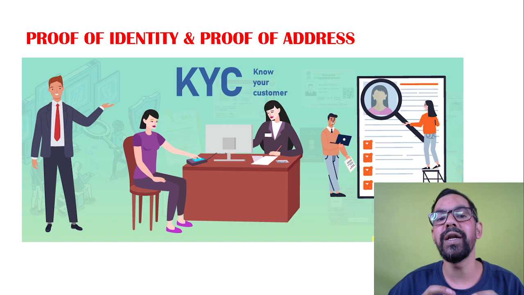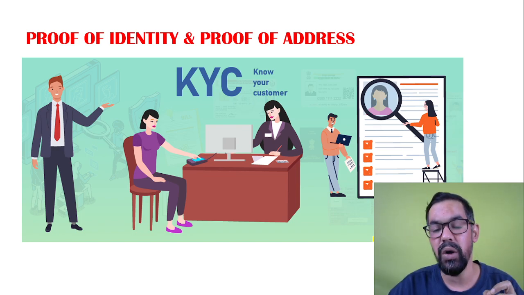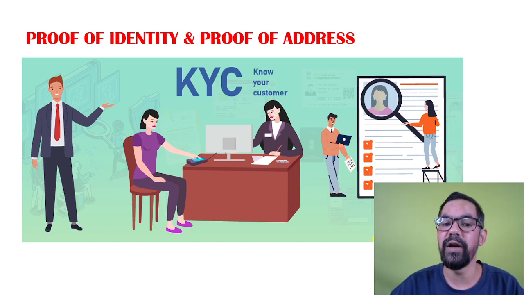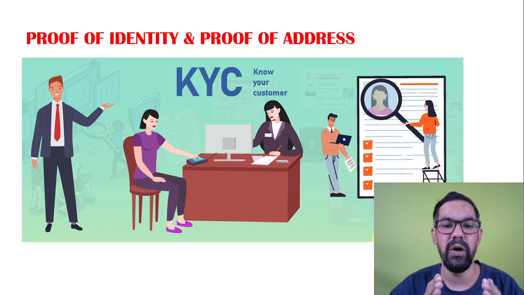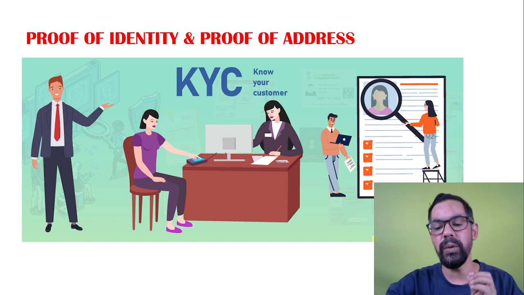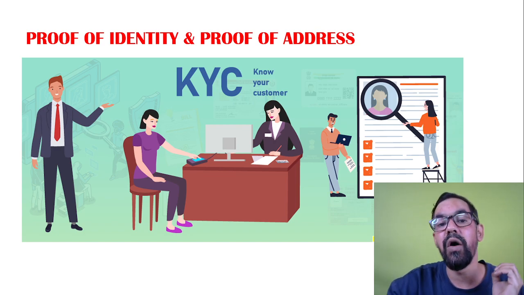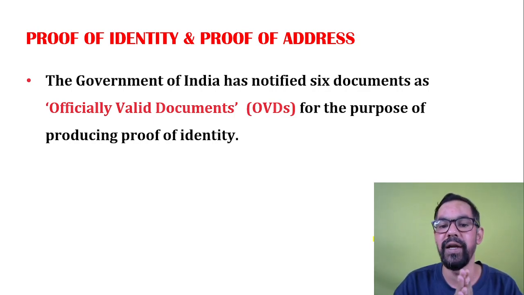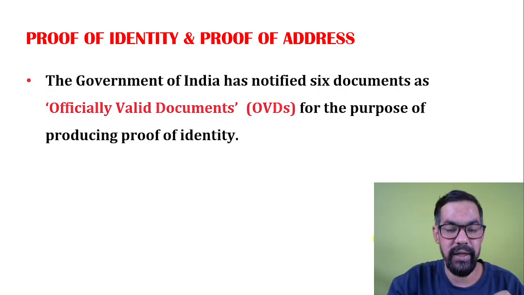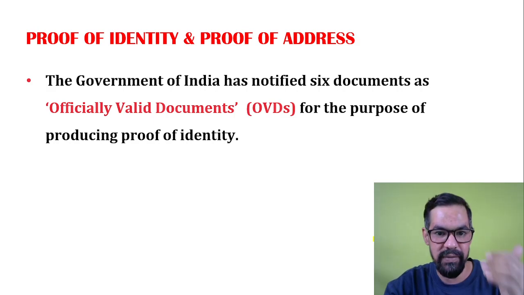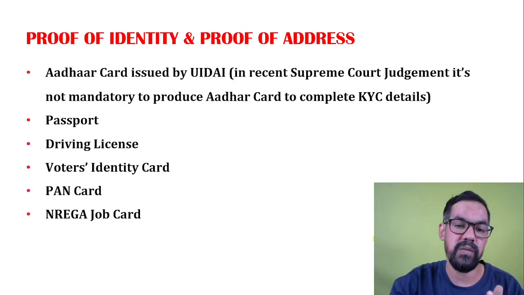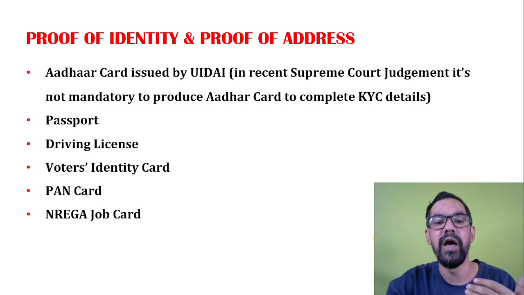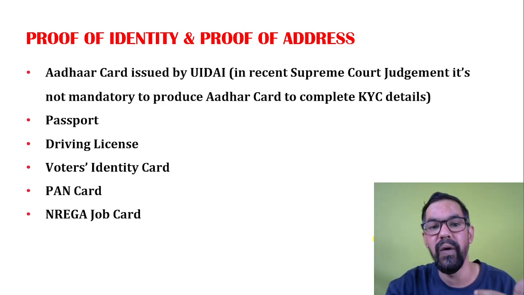Now the question is, what are the major documents or officially valid documents for the identification of any person or entity, as well as proof of address. If you talk about the documentation process, there are six officially valid documents, declared as OVDs by RBI. The government of India has notified six documents as officially valid documents for the purpose of producing proof of identity. The government of India has given certain guidelines. These are the six officially valid documents generally used in India for identification purposes, for address proof, or for other things as well.